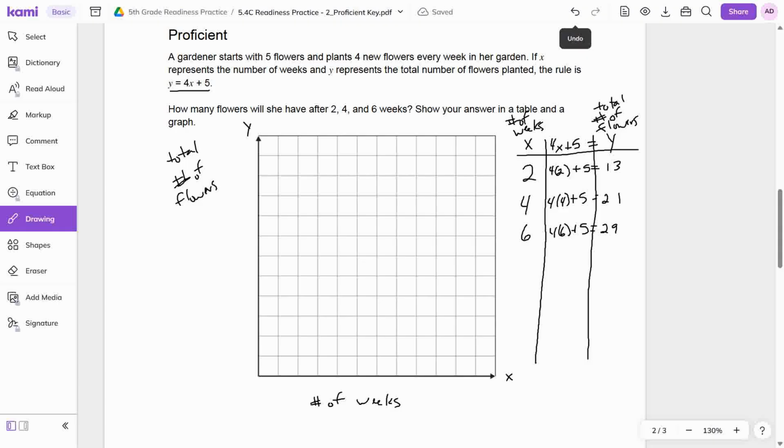Okay? So we've got 3 different coordinate pairs here that we would need to graph. All right, so I've got 2 comma 13, excuse me. I got my 4 comma 21. And then I've got my 6 comma 29.